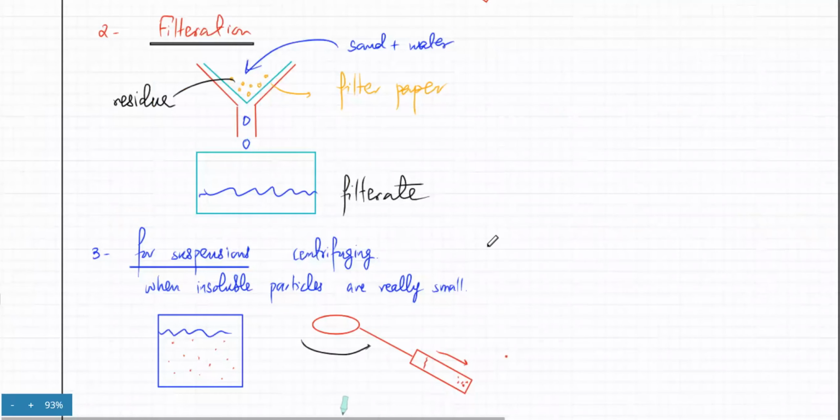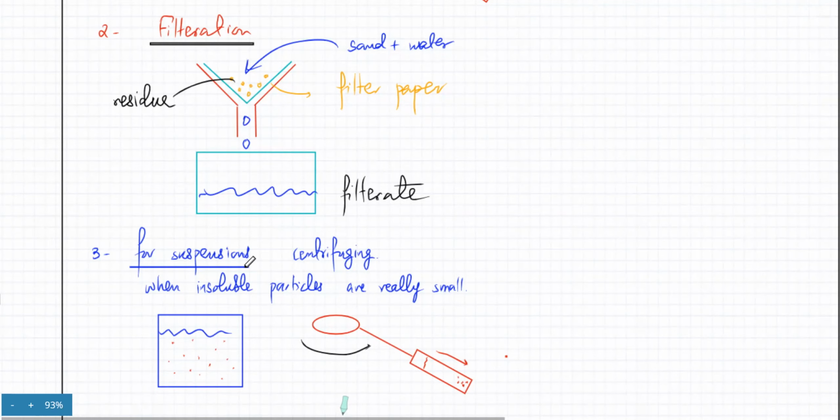Another one was filtration. You can simply filter the thing out. Because insoluble particles are large, the sand particles would be stuck in the filter paper, and the thing that passes through it is called your filtrate, and the thing that's left inside the filter paper is your residue.